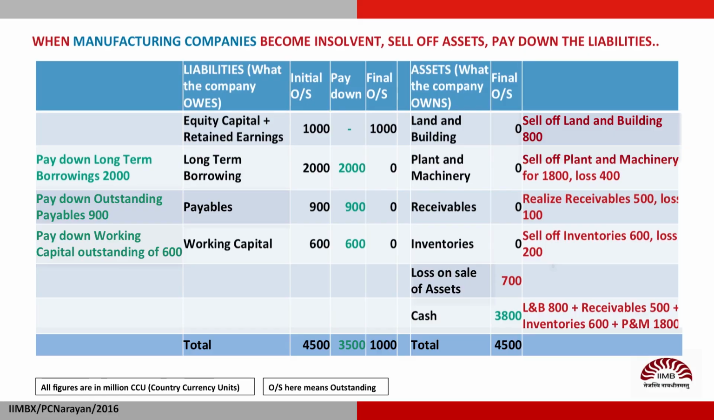Now, what could the company do with the 3,800 it has realized through the sale of assets? It could pay down its liabilities: long-term borrowings of 2,000, outstanding payables of 900, and working capital of 600, which totals up to 3,500. Now, as you can see, on the liability side, all that now remains is the equity capital of 1,000. From the cash that the company realized of 3,800, it has utilized 3,500 to pay off its liabilities, and therefore it is left with a net cash of 300.